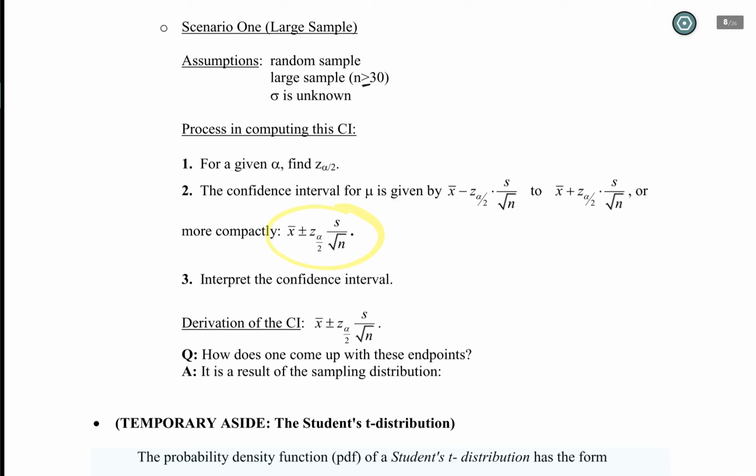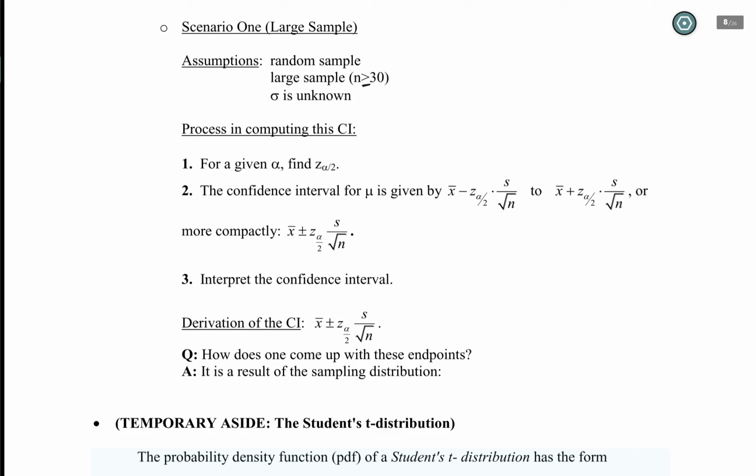So we would compute that, and if you look at it, the structure is the same as the one we had before, but instead we have replaced sigma with S. S is the sample standard deviation, something we can actually find, and we are going to use that in this confidence interval formula.